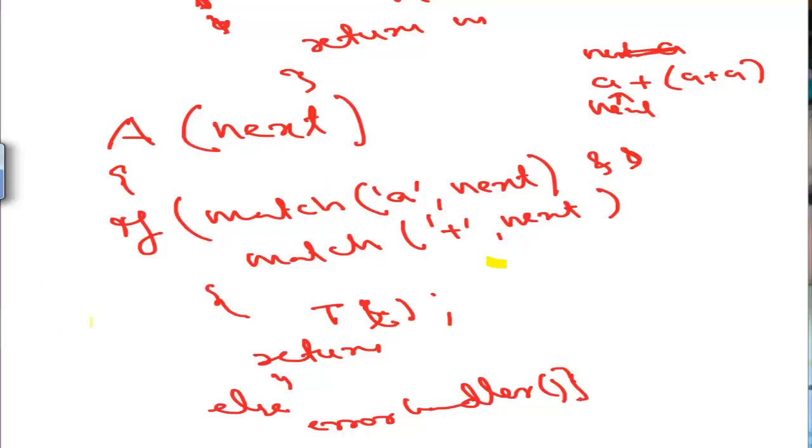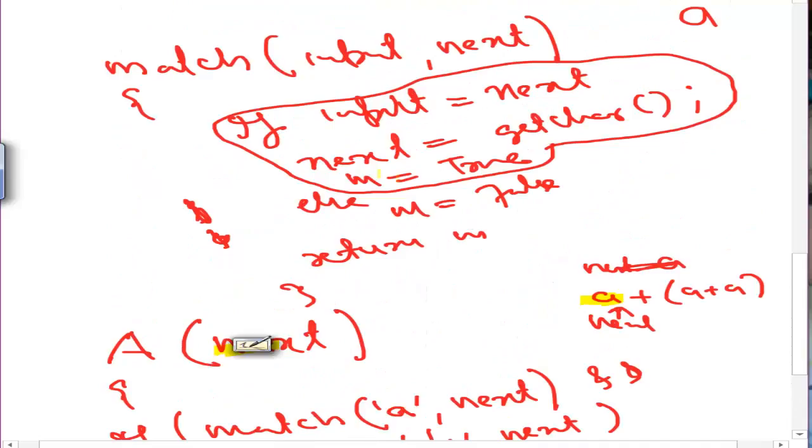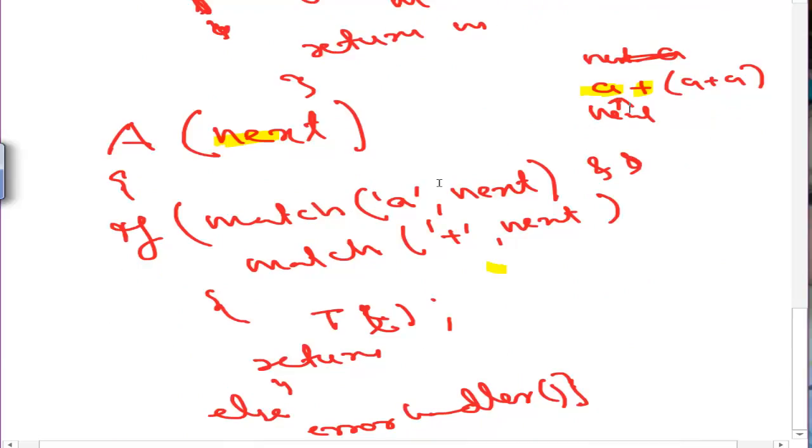Now look here, in the first case, I'm saying that I have sent it the a in the next. So next is having a this time. Now I call the match function and I send this a, and next is also a to the match. So what will happen in the match? Here in the match, input is having a this time, and next is also having a. So therefore there is a match. Input equals next. What will next do? Next will go to the next character. So next now will have a plus in it, and we return true. So this will return true.